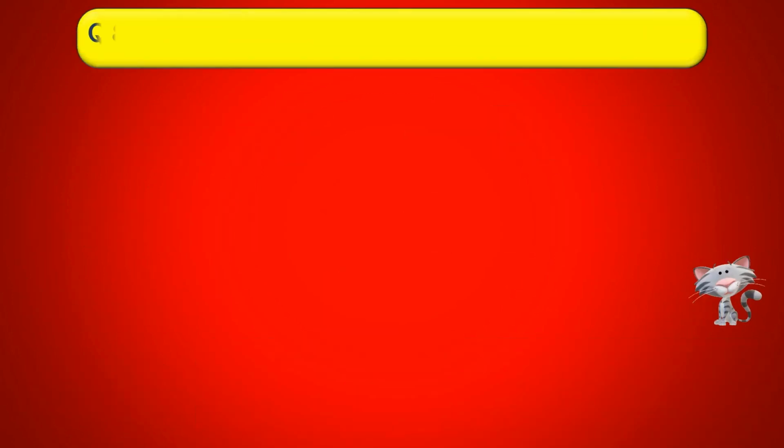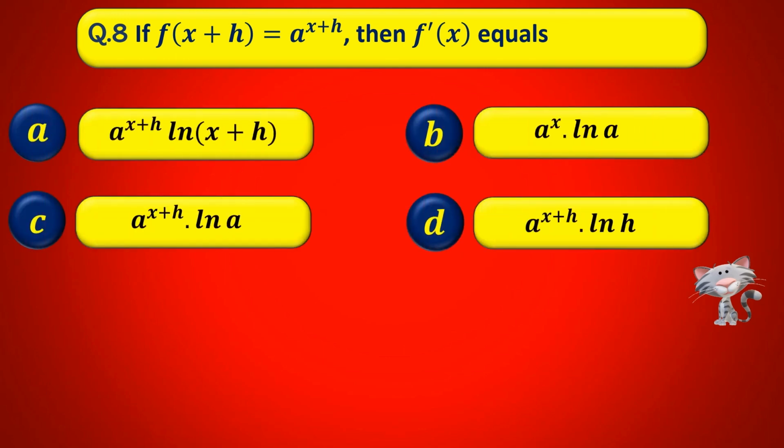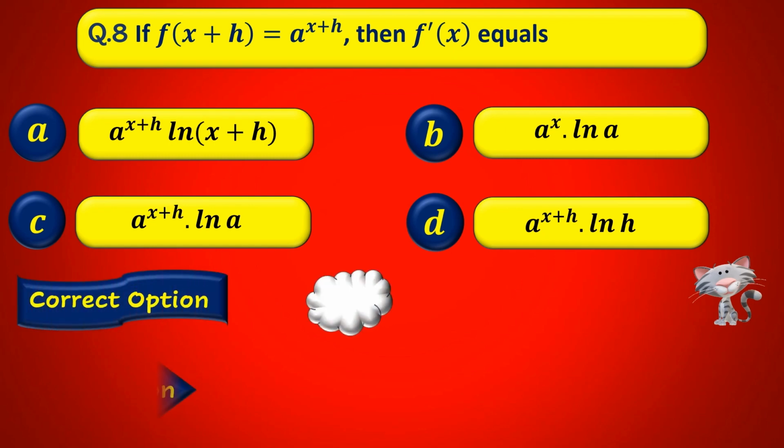Question number 8. If f(x+h) is equal to a^(x+h), then f dash x equals. Options are option A, a^(x+h) into log of (x+h); option B, a^x into log of a; option C, a^(x+h) into log of a; option D, a^(x+h) into log of h. What's the correct option? Let's explain.